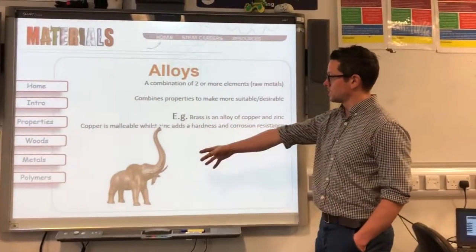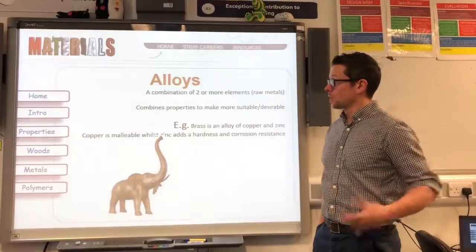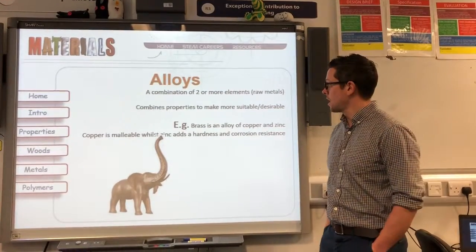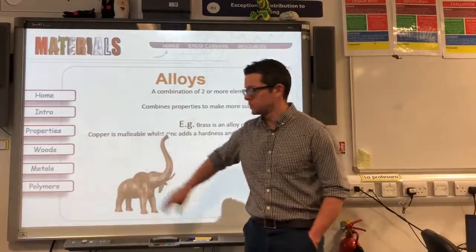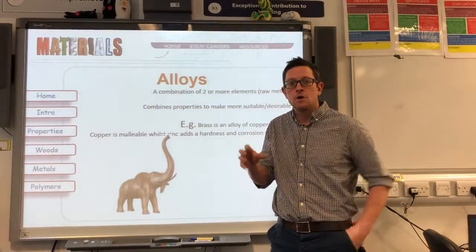Okay, for example, brass is an alloy. Okay, of copper and zinc. Copper is malleable, while zinc adds a hardness and corrosion resistance. So it's brilliant for this sort of little miniaturette statue stuff or big sculptures.